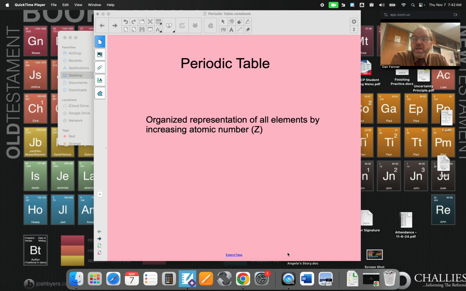We're starting a new concept today. We're looking at the periodic table. Now, the definition of a periodic table is an organized representation of all elements by increasing atomic number. And I use the number Z.